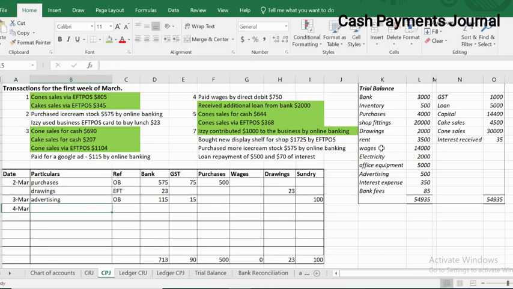Okay, once again, there's wages in our trial balance, and it's got its own column, so we know we should be calling it wages over here in the particulars. Paid it by direct debit, so that's why I'm putting in DD. Paid $750. There's no GST on wages. $750 goes straight into the wages column.